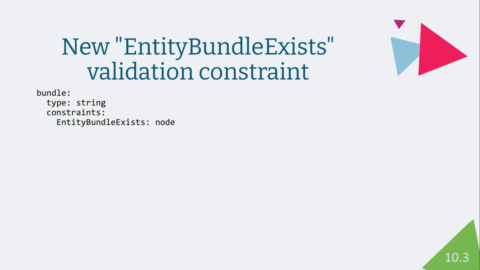Yes, node here is the entity type. So what this config schema tells us is that the value that belongs in the config file in your config directory has to be a bundle of node. Does that make sense?